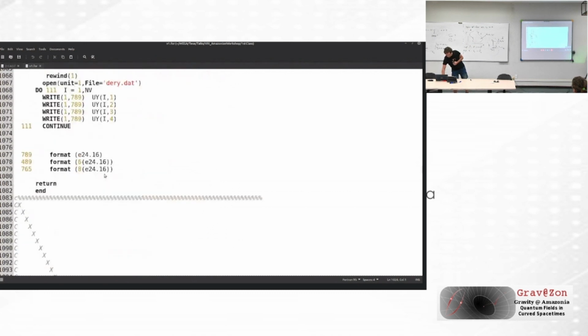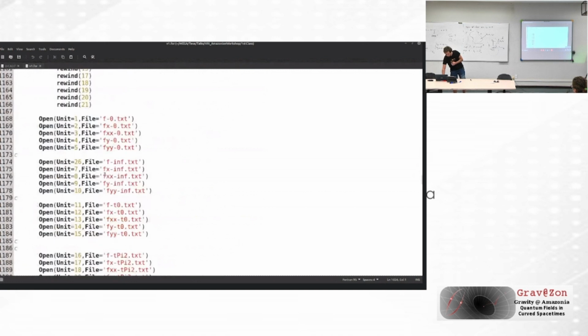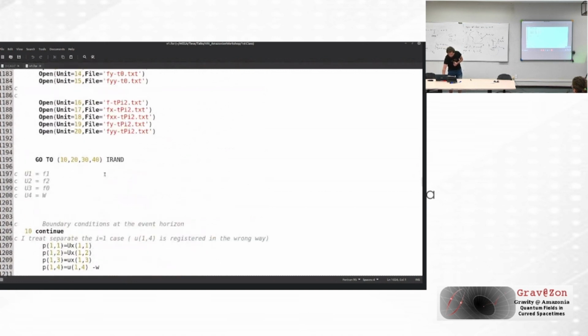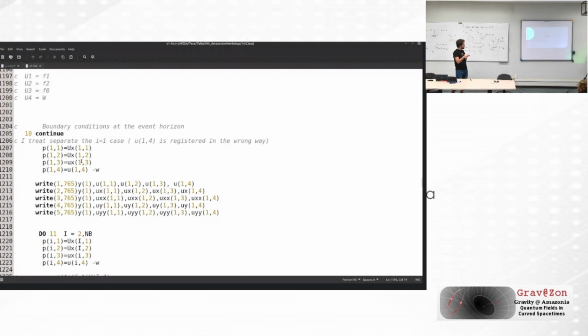So this is essentially the first subroutine. There are 3 more. The second one has to do with the Jacobian. The second one has to do with the boundary conditions, sorry. And the way that Fortran usually likes to work is with this go-to function, where you have these 4 labels: 10, 20, 30, and 40. These labels basically will go to the specific boundary conditions. So the number 10 is the boundary condition at the event horizon. So you have the 10 here, and it's the boundary condition at the event horizon.